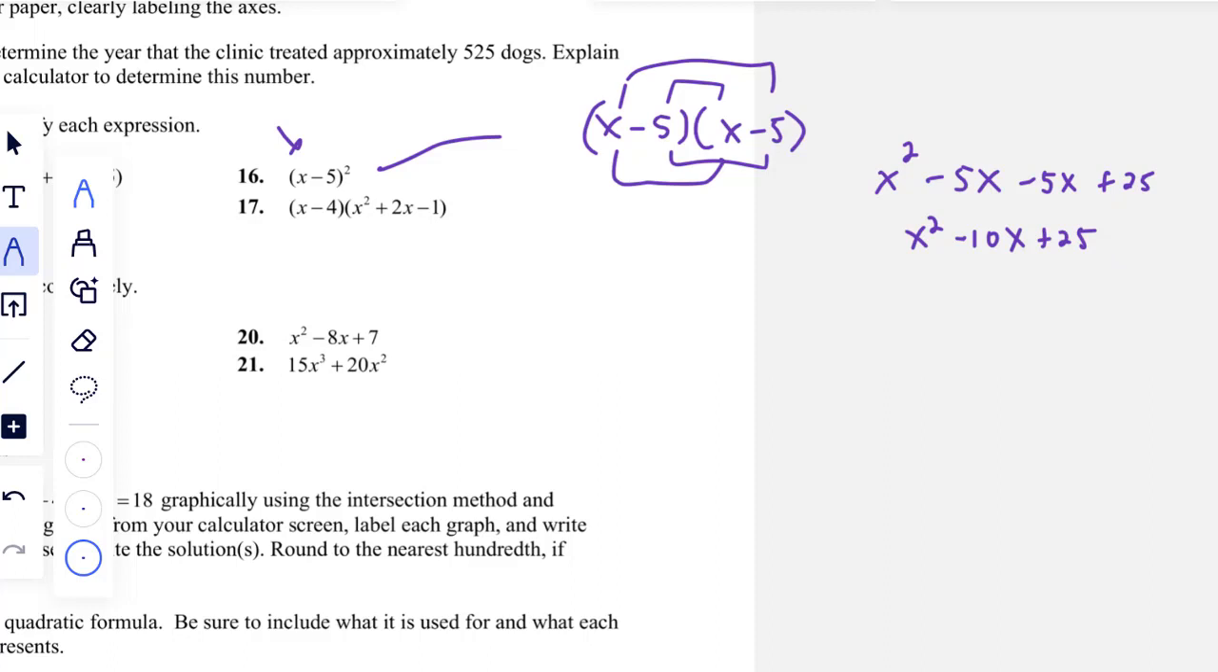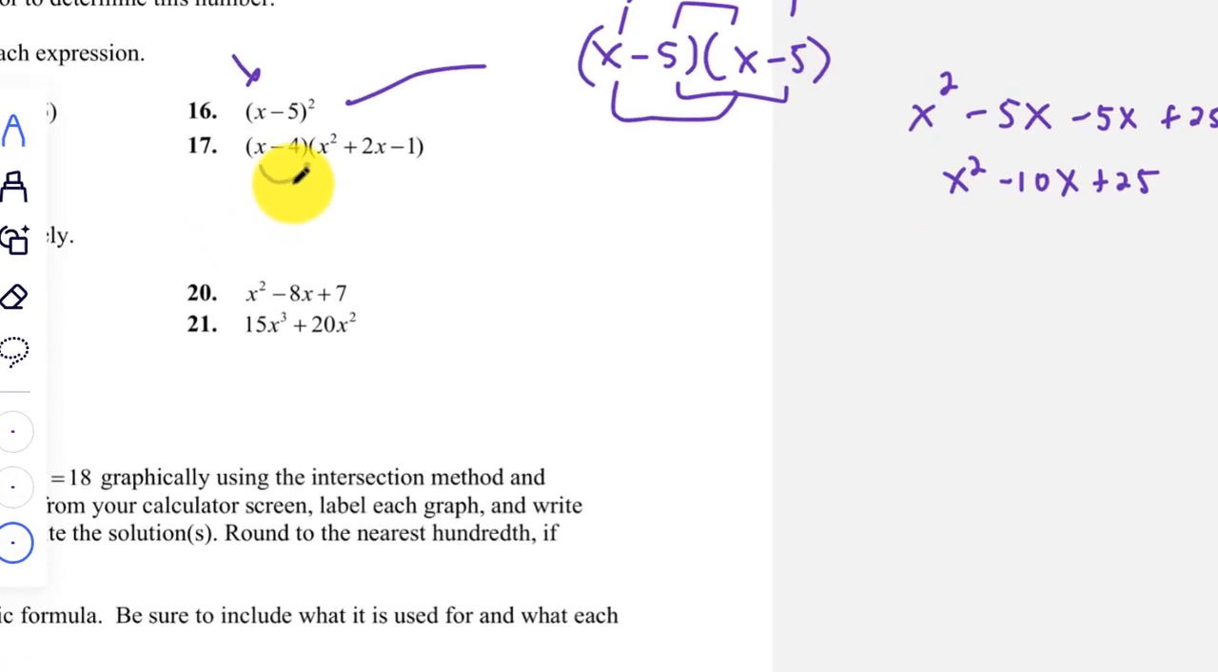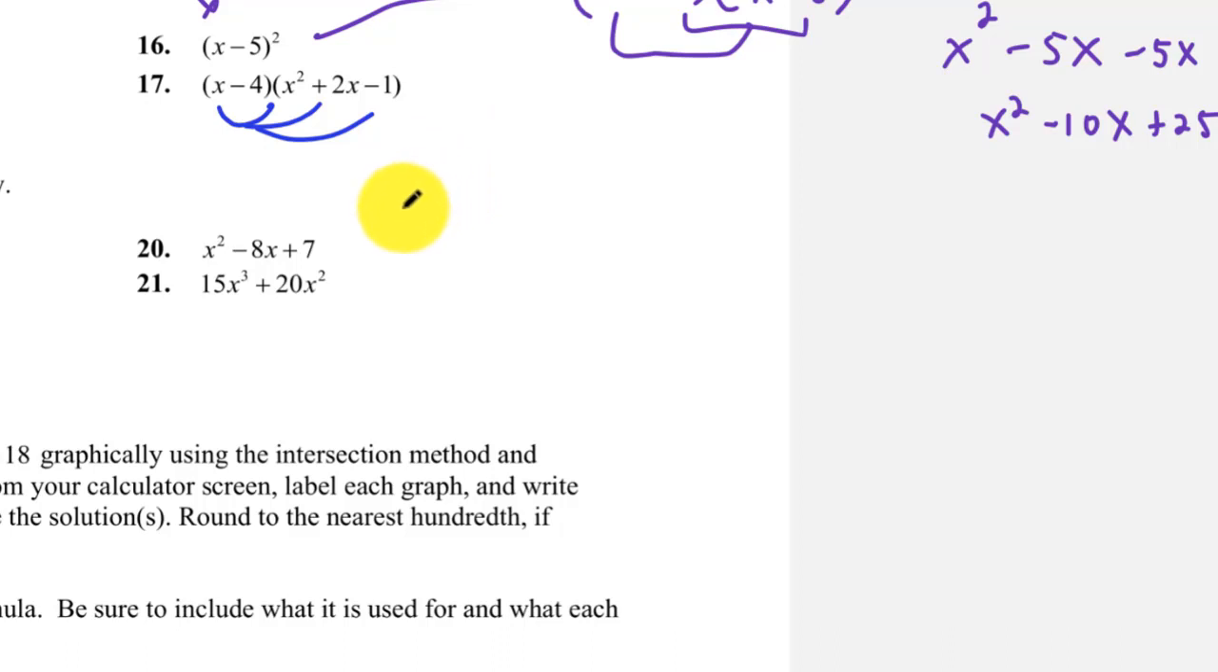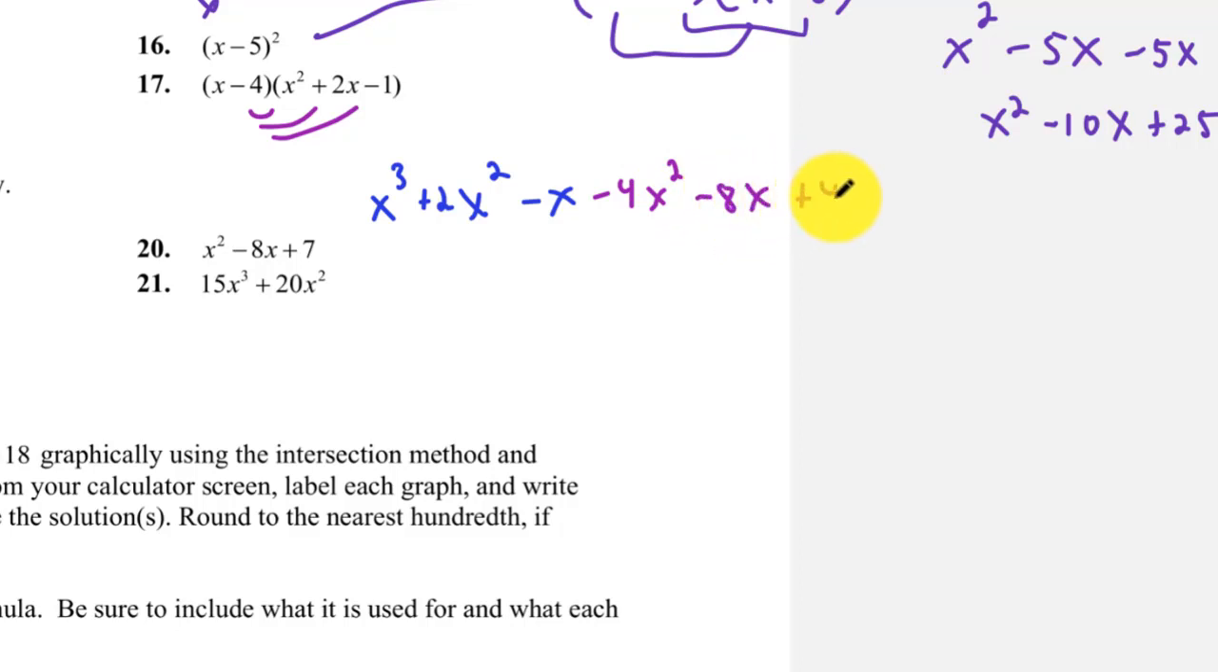Okay, and now for problem number 17, it's a little bit different, but really we're going to just distribute the x all the way through. So when I do that, I get x cubed plus 2x squared minus x, right? That's me distributing the x all the way through. Just double checking, it looks good. And then we're going to distribute the negative 4 all the way through, right? Boom, boom, boom. So this becomes minus 4x squared minus 8x plus 4.